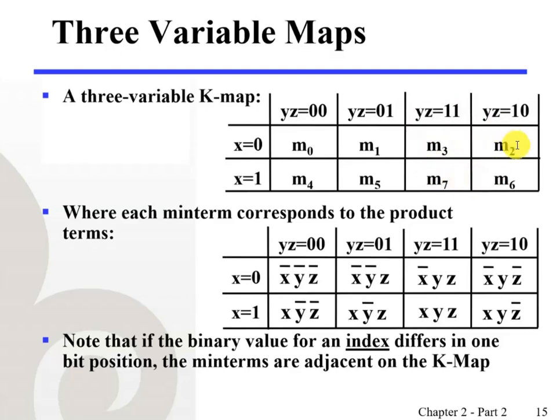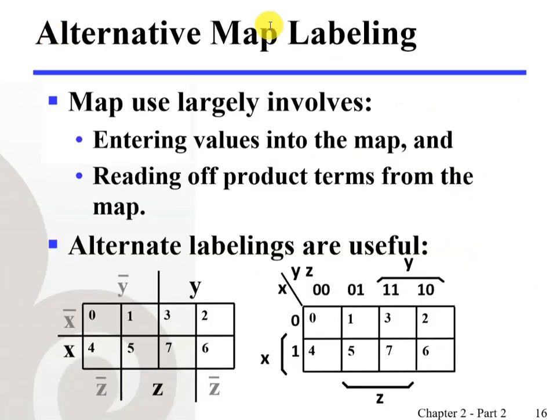We have alternative map labeling. First, note that K-map use largely involves entering values into the map and reading off the product terms from the map. So entering the values of the minterms, right, where they are true, and also reading off the product terms. So alternative labeling is useful because we don't have to write all these details of 0, 0, 0, 1, 1, 1, 1, 0, for instance, and it provides a compact labeling. Well, look, this is what we have seen, x, y, z, K-map for 3 variables, where all the possible combinations of these variables are listed.